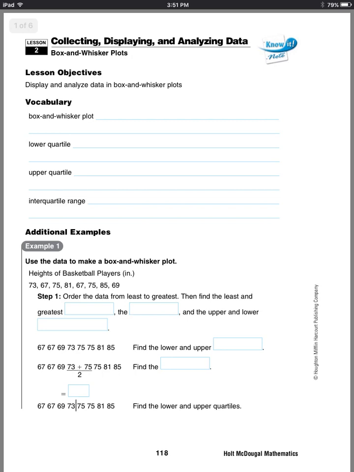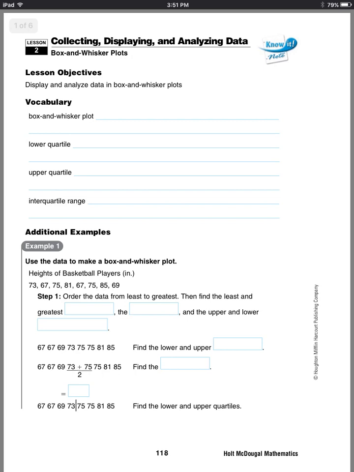The lower quartile is the median of the lower half of a set of data. The upper quartile is the median of the upper half of a set of data. And the interquartile range is the difference between the lower and upper quartiles. And right now you're thinking, what the heck is she talking about? Well, that's going to come in handy when I'm talking about those words as we're doing examples, and you'll see why I told you. So we're going to use the data to make a box and whisker plot.